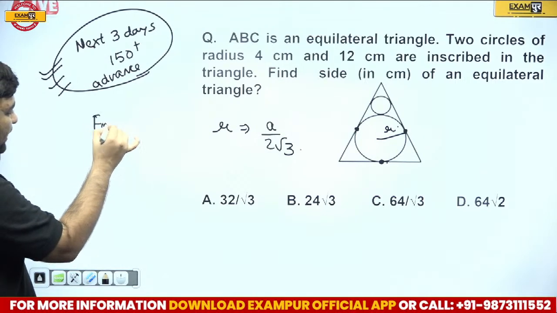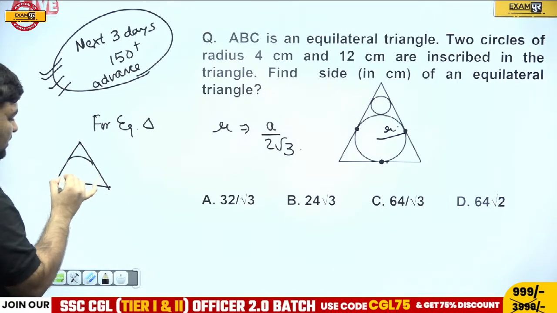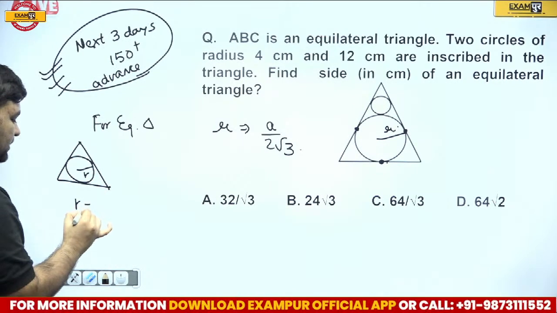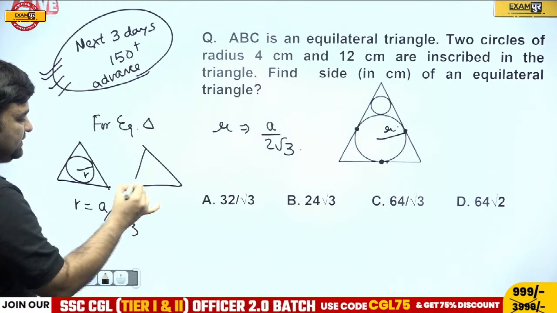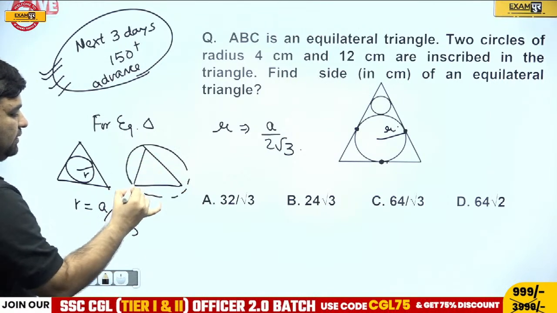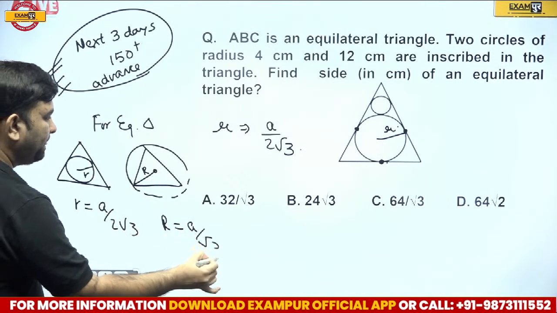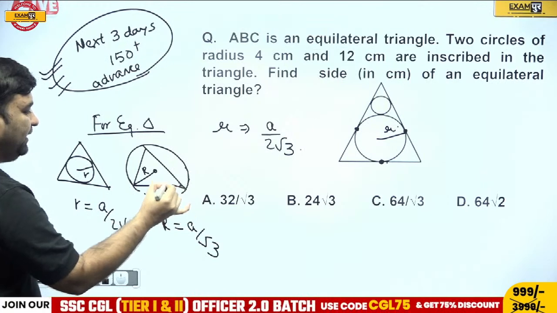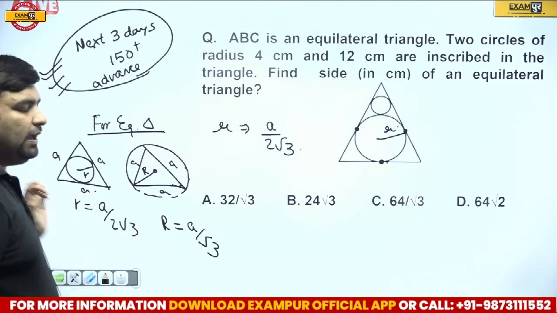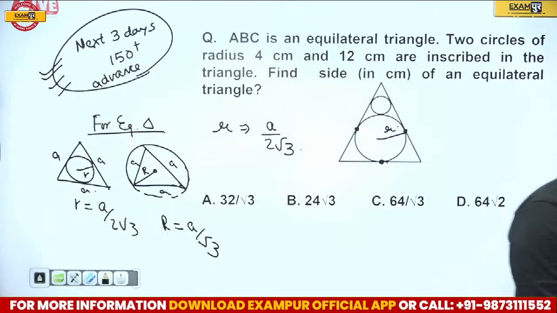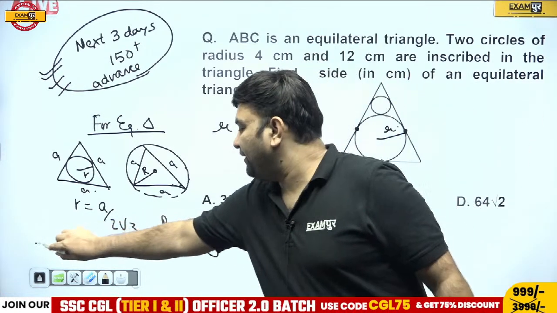Do write it down. For an equilateral triangle of side a, the inradius is a upon 2 root 3 and the circumradius is a by root 3. Very easily it can be derived.